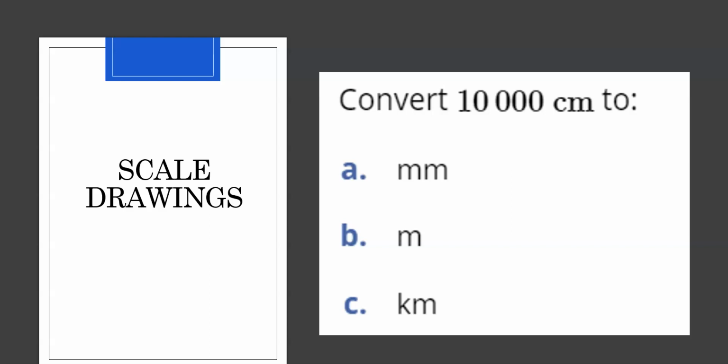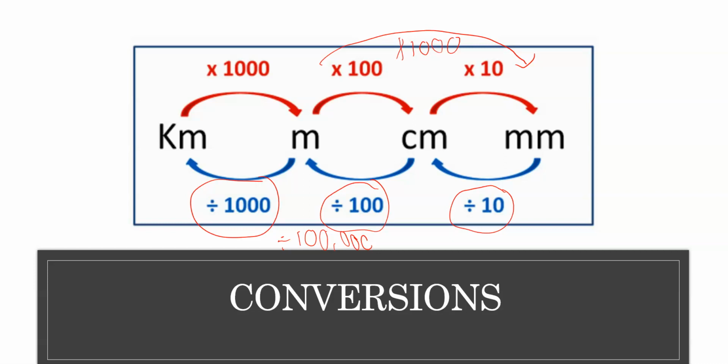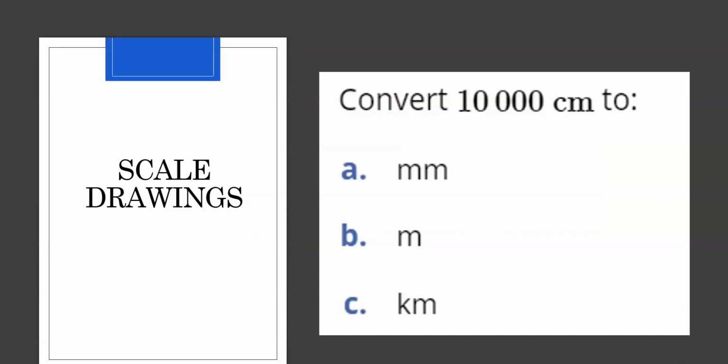Okay, so convert 10,000 centimeters to millimeters. Okay, so we're going centimeters to millimeters, which means we are multiplying by 10. Just go back to your diagram there so that you can see that. So we get 100,000. All right, we've got 10,000 centimeters, and we're going to meters, so we're dividing by 100. So that's going to give us 100 meters.